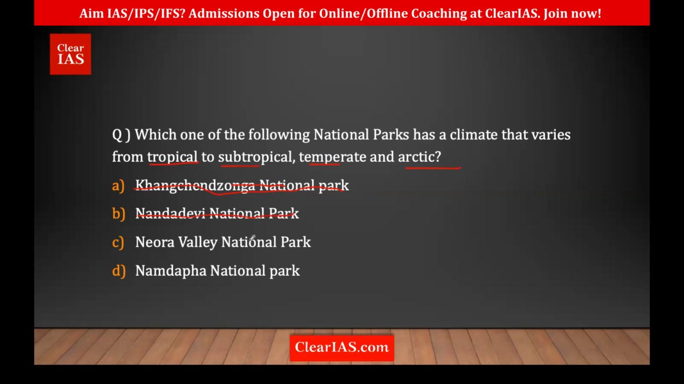If you're talking about Neora Valley National Park, where is it? It is in West Bengal and it is almost in the southern part of the Himalayas. That means, will it have an Arctic climate? No, it does not have an Arctic climate. So we can eliminate that as well. So there's only one option, Namdapha, which is in Arunachal Pradesh, and this has tropical, subtropical, temperate, and Arctic climate. The answer is D, Namdapha. This is how you arrive at answers in UPSC.